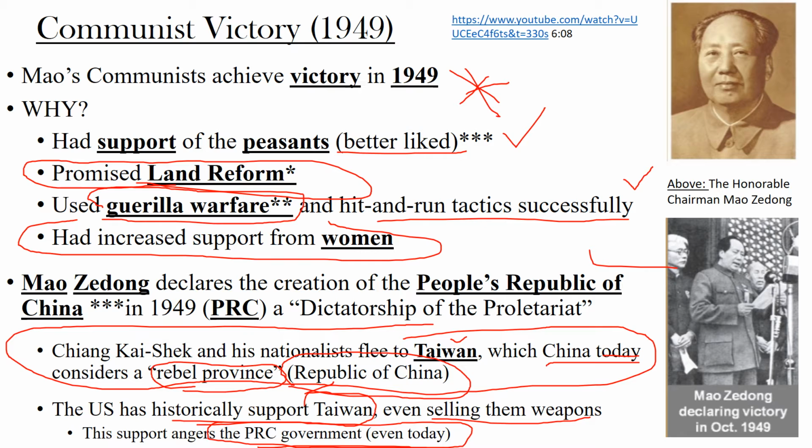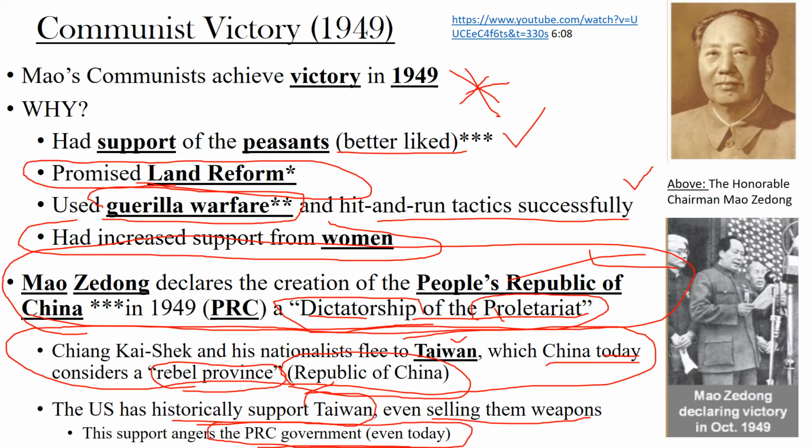So in 1949, they win the Civil War, and Mao Zedong declares the creation of the People's Republic of China. And this is the government of China today, the PRC, a dictatorship of the proletariat. So what he's describing is that the people, the proletariat of the laborers and workers, will dictate the future of our country.